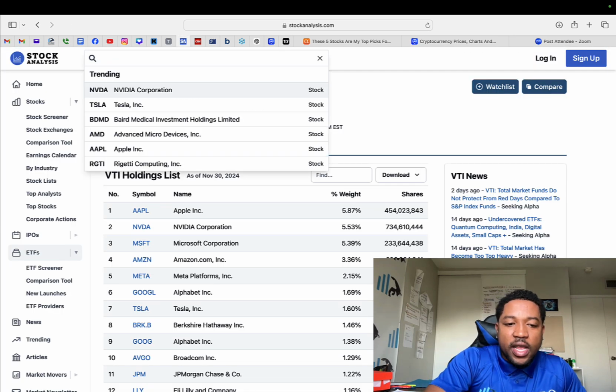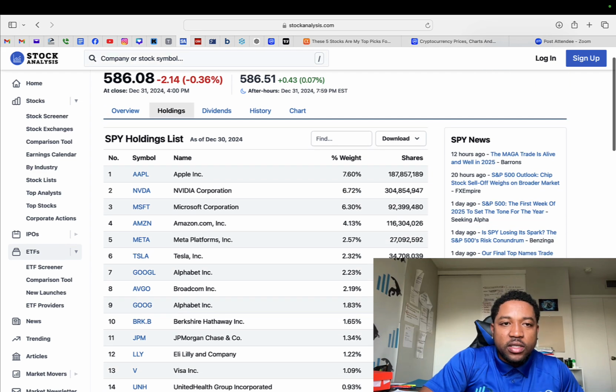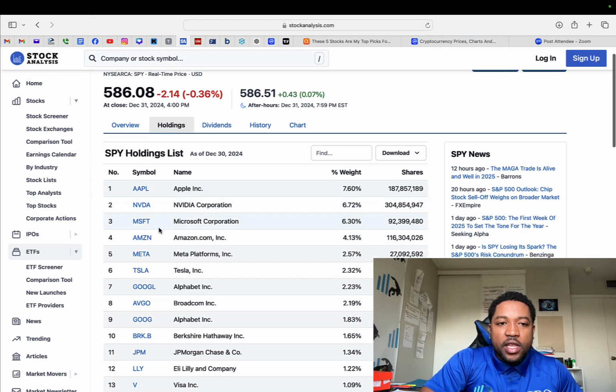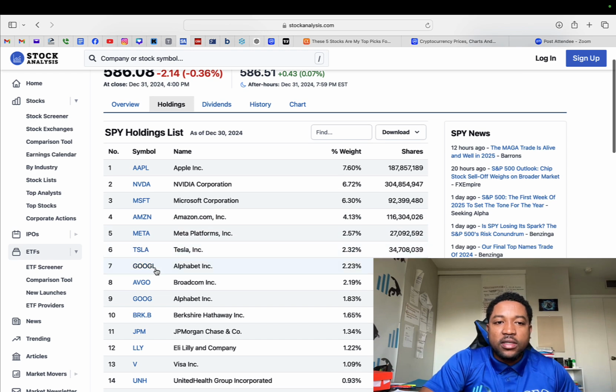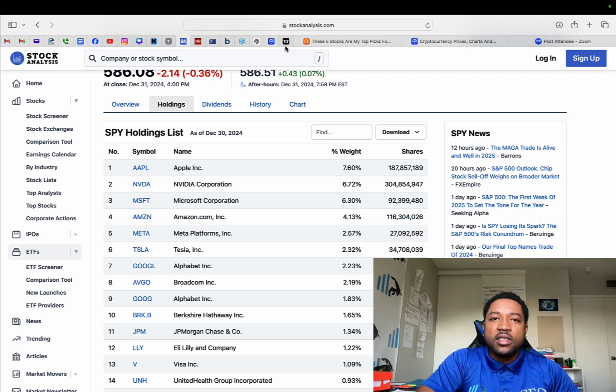We can go on ticker SPY, right, on stock analysis, and go to holdings, and you see it has the top 500 companies in America. So we have Apple, Nvidia, Microsoft, Amazon, Meta, Tesla, Google. These are the Magnificent Seven, the top 7 companies, and we're going to talk more about that. So let's go back to this.